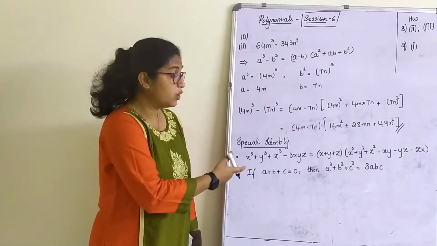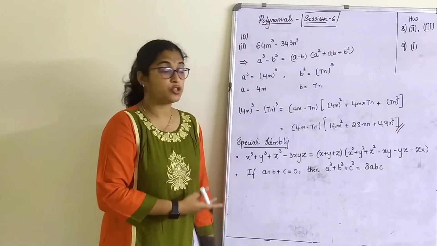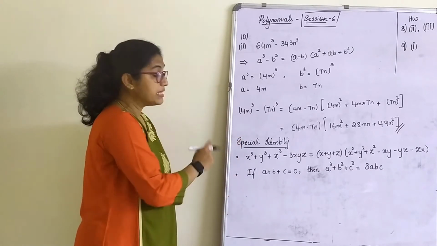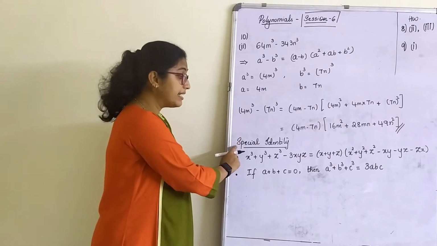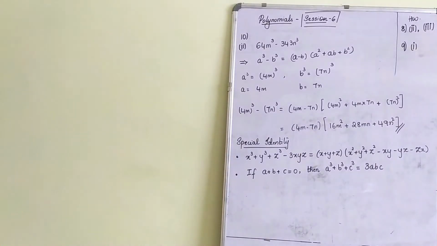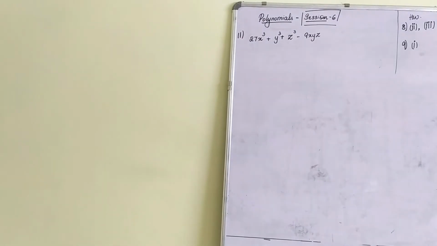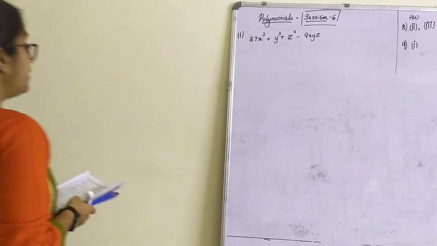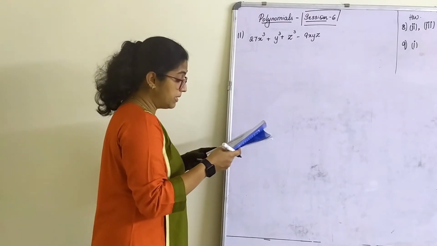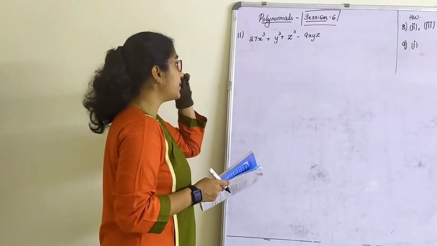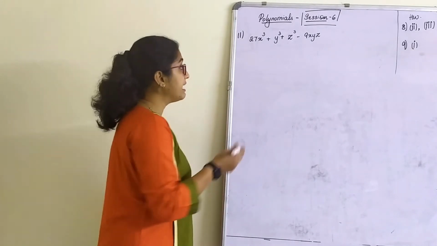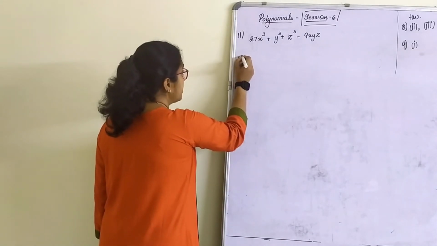We have a few questions, one or two based on this, which we will be solving. So after this question, please keep the heading as special identity and write down these two. 11th question: factorize 27x cube plus y cube plus z cube minus 9xyz. So this is of the special identity form. So first write down the identity.